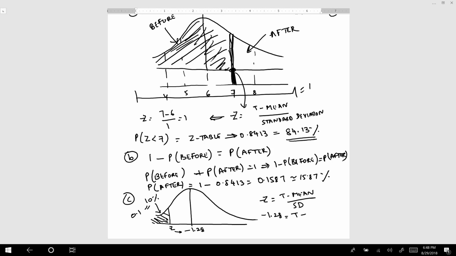T we need to find; the mean is given as 6, and the standard deviation is given as 1. So our T would be 6 minus 1.28, which is 4.72 years. So in 4.72 years there will be 10% wear out of the ball bearings. This concludes my lecture on normal distribution. We are trying to find product life probability using normal distribution. Thank you.